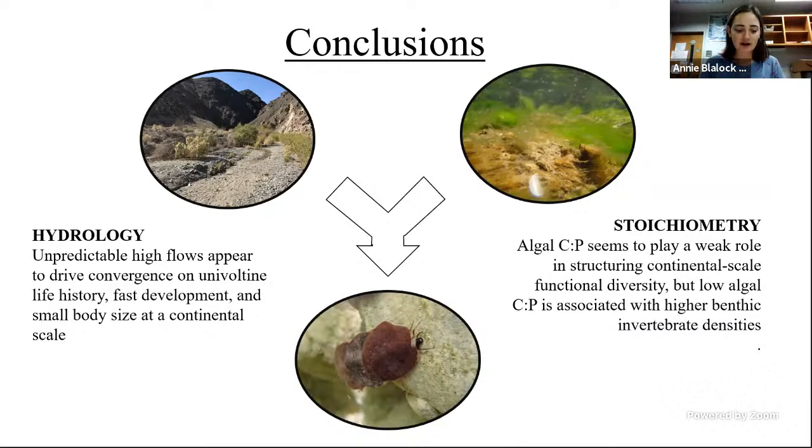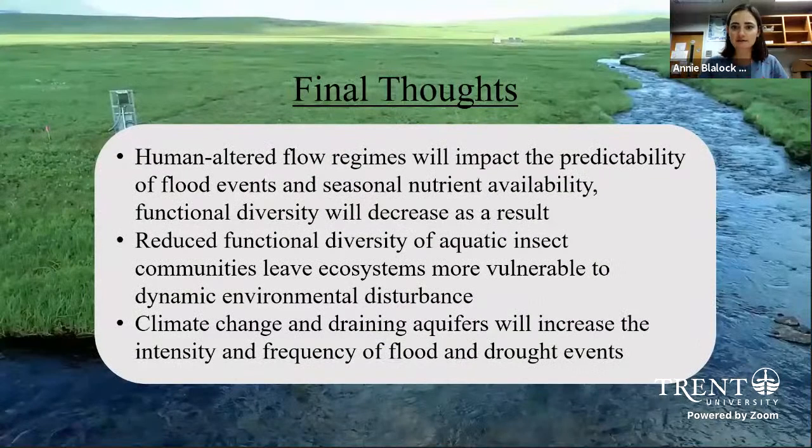So just some final thoughts, looking at the broader picture. Flow regime and algal C2P or phosphorus availability both constrain insect life histories and thus are drivers of functional trait distribution, but we see they differentially impact community composition.